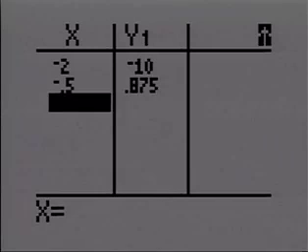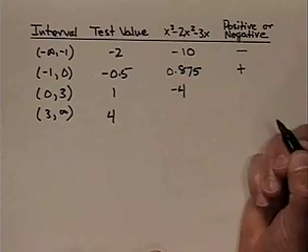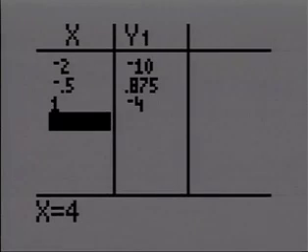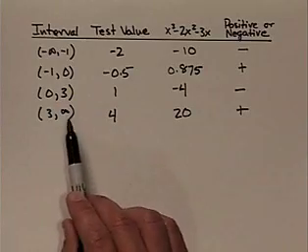We'll check 1 next. So I go back to my table and I enter 1 on the calculator, press enter, and we get negative 4. And that's negative. And finally, we'll check 4, and that gives me 20, so that's positive. Now, the polynomial we're trying to solve is greater than or equal to 0. So we're interested in the intervals where the polynomial is positive. So on our table, we see that the polynomial is positive from negative 1 to 0 and from 3 to infinity.